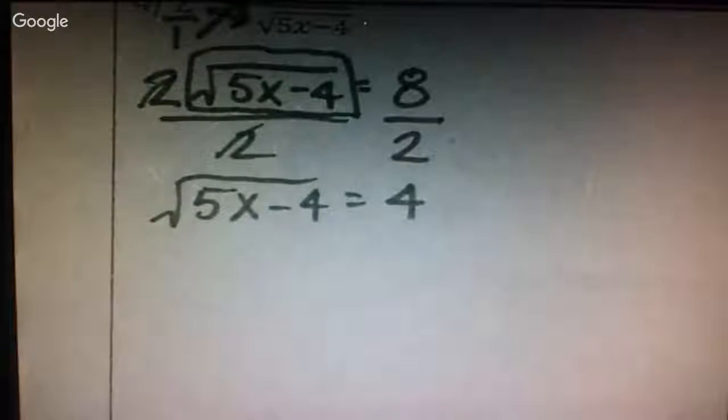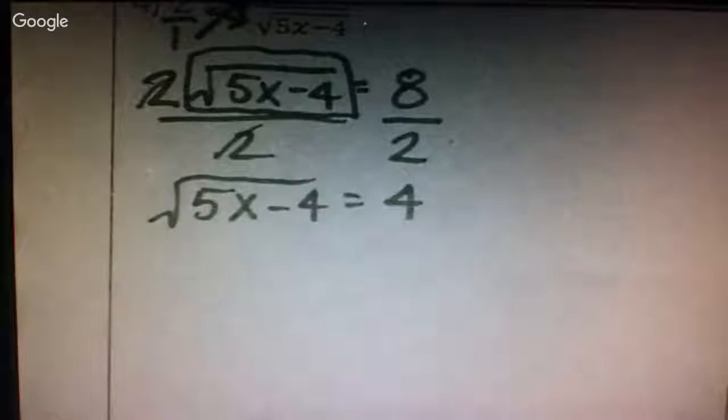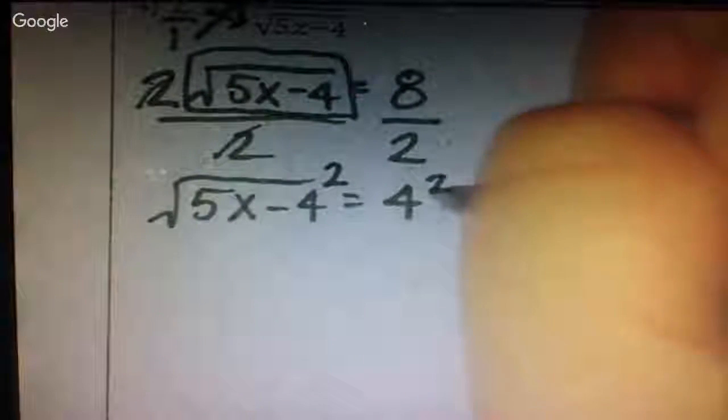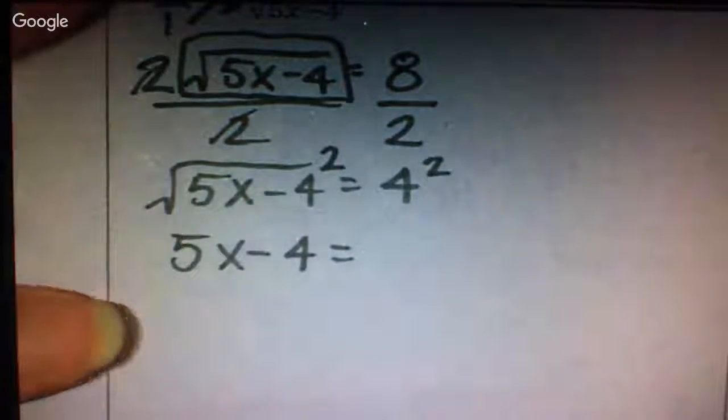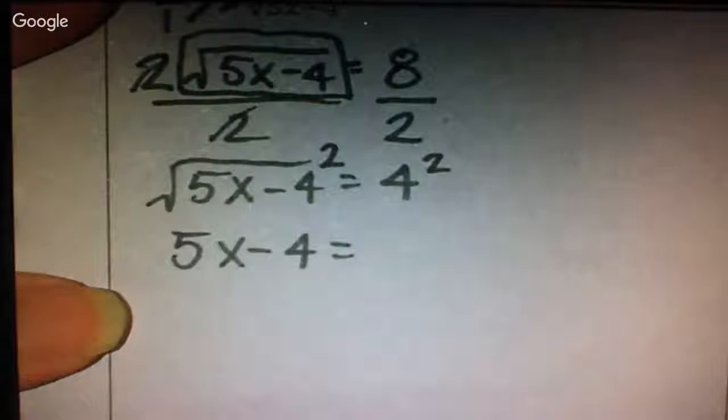Okay. My radical is now secluded all by itself on that left-hand side, so I need to get rid of it. The opposite of square root is what? Square. The opposite of the square root is to square it. So when I square that left side, the square root and the square cancel out and leave me with 5x minus 4. On the right-hand side, 4 squared becomes 16.